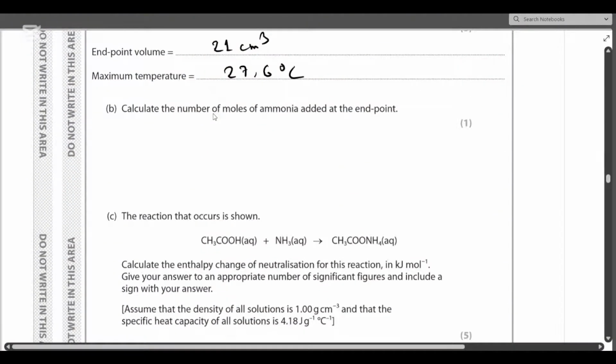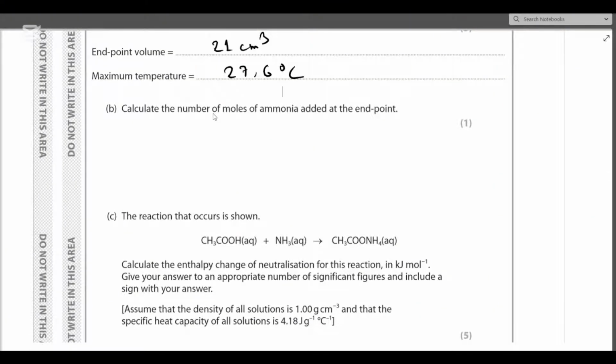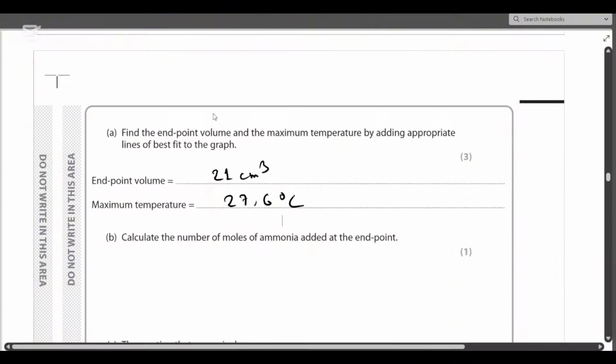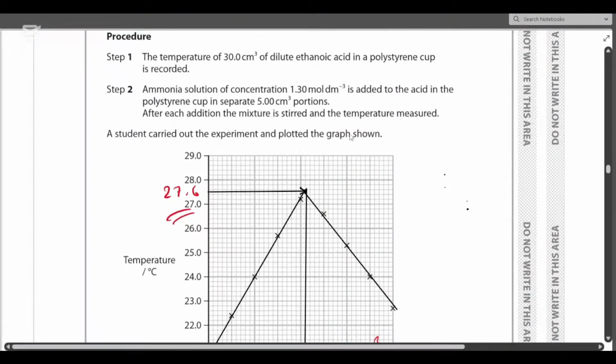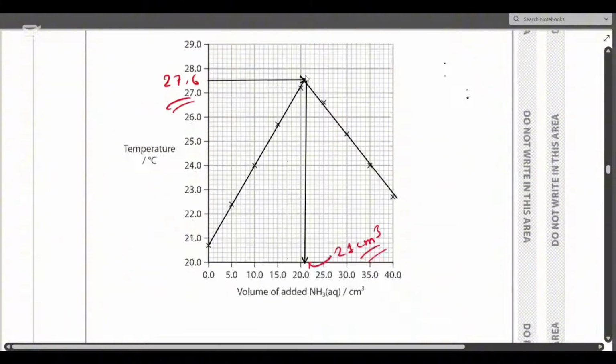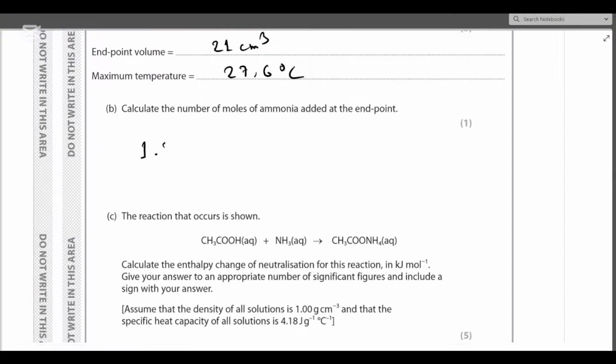Again, now calculate the number of moles of ammonia added at the endpoint. It's pretty simple, isn't it? You can just divide it with the volume and then get it out. So if we know the volume, and we know the concentration provided, 1.30, we can just easily do that. 1.30 times, since the endpoint volume is 21, we just do that math, something like this. So the answer comes to 0.273 mole.